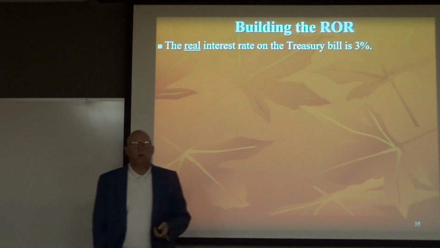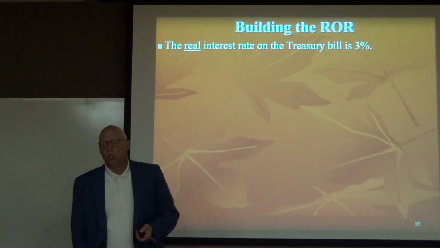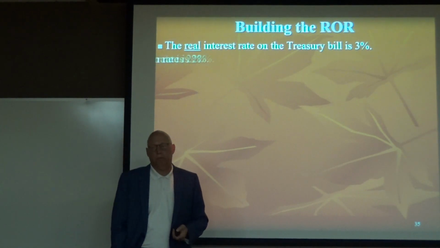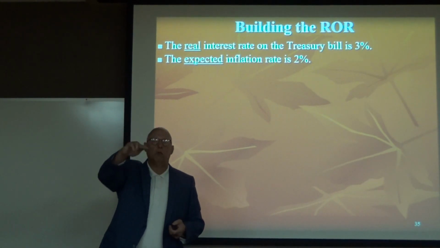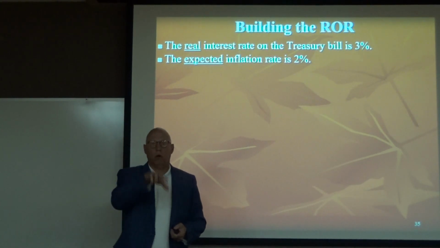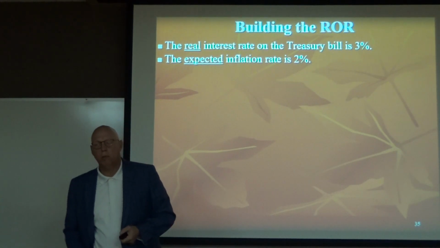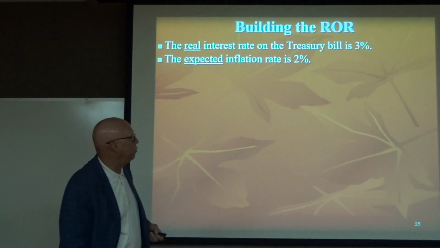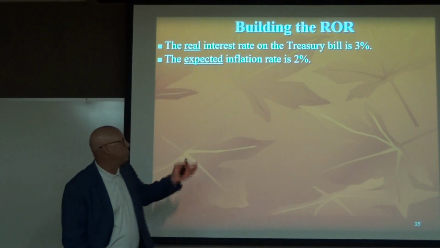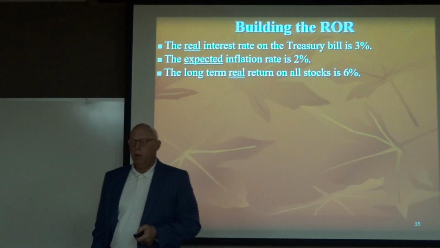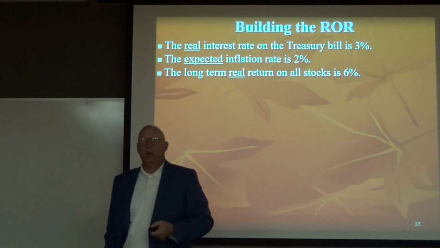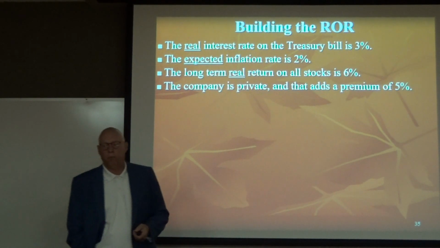All right, so let's build our required rate of return. We'll start with the real interest rate on the Treasury bill of 3%. So we're going to build up our required rate of return. What will it take for us to make a risky investment? So we'll start with our real rate of return of 3%, and an expected inflation rate of 2%. So if we're going to make a risky investment, we're going to have to get at least 5%. Okay. Then the long-term real return on all stocks is 6%. So we're going to have to get at least 6%.